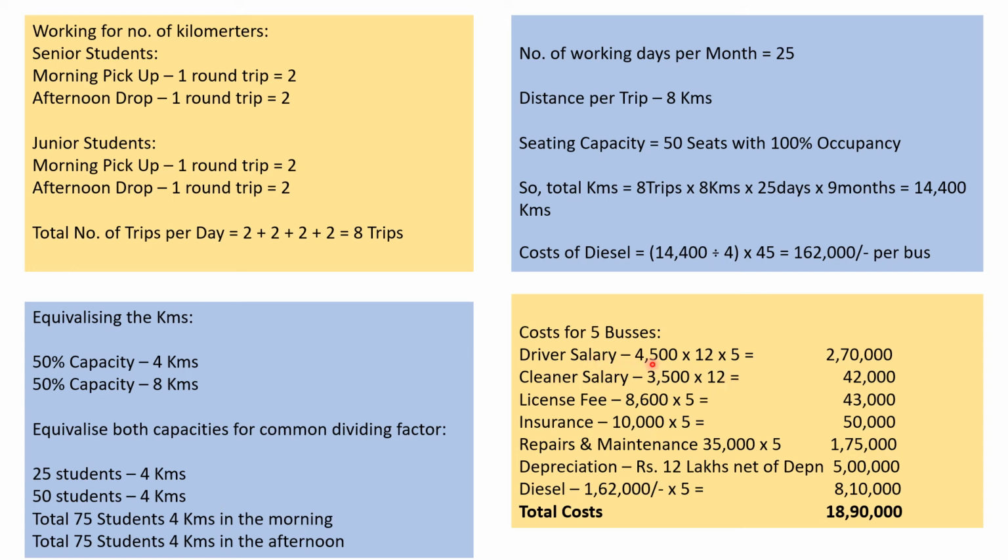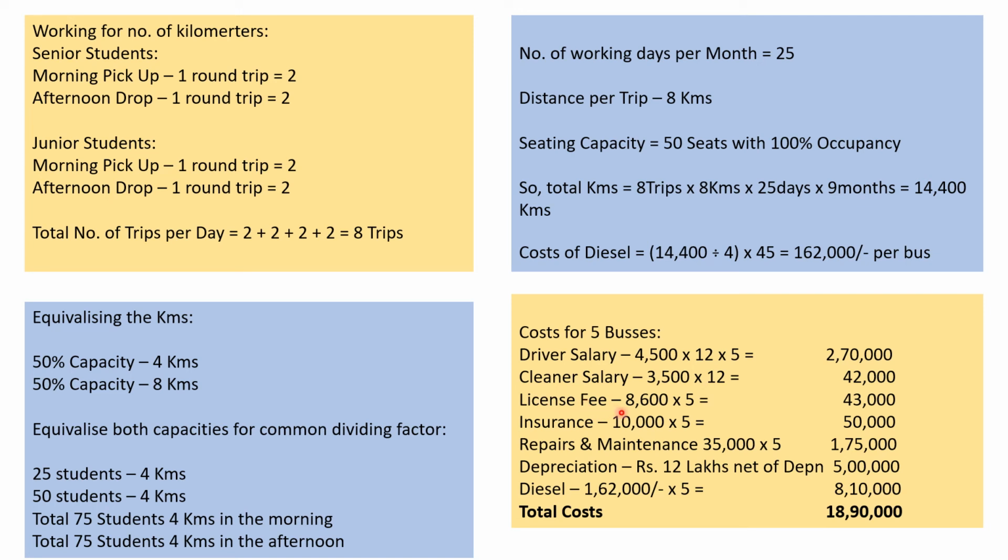So driver salary 4,500 per month. They have very clearly mentioned that drivers will be paid all the 12 months salary, and each bus has got one driver. So into 5, it is 2,70,000 per annum. Cleaner salary: they said for all the 5 buses there is only one cleaner, and it is 3,500 per month his salary, and 12 months it is 42,000. The cleaner is also paid salary for all the 12 months.